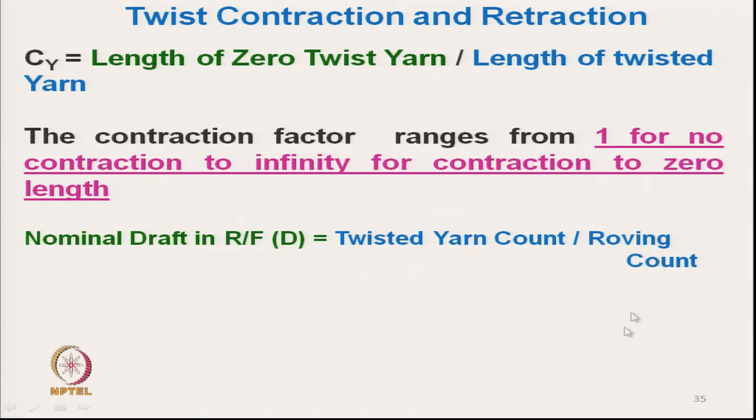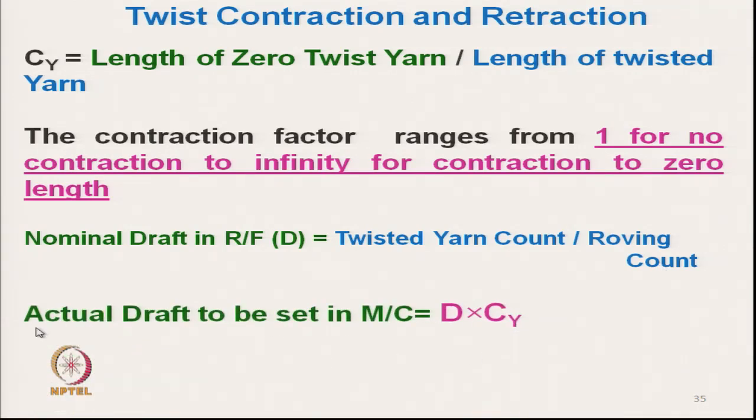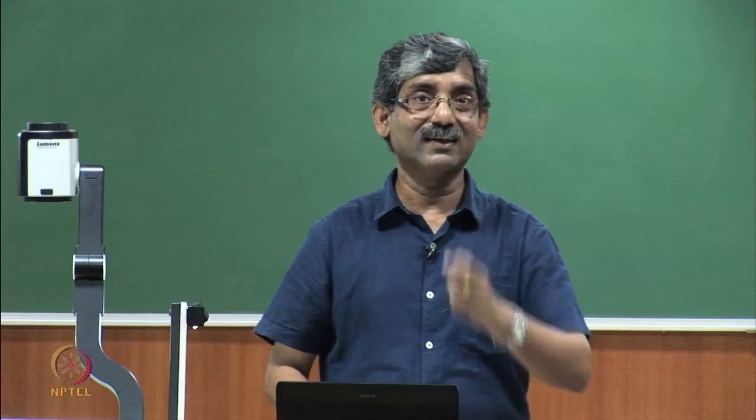That is how we set the nominal count, and the actual draft which we have to set is basically more than that, because ultimately the yarn count is the count that is required. Here it is an indirect system; in the indirect system, roving takes yarn takes. So, in that way the actual draft will be: we have to multiply the nominal draft by the contraction factor. So, we must have knowledge of the contraction factor, so that we can set the actual draft in the ring frame.